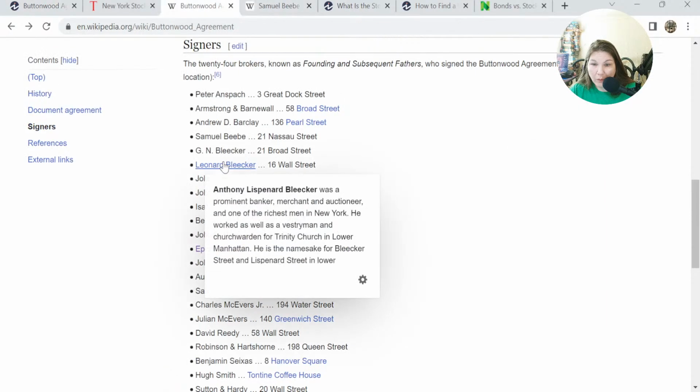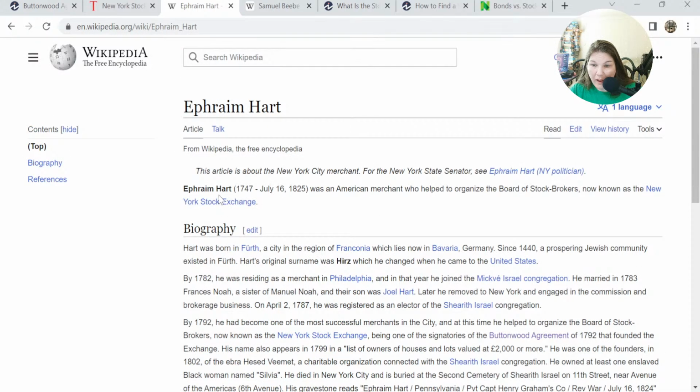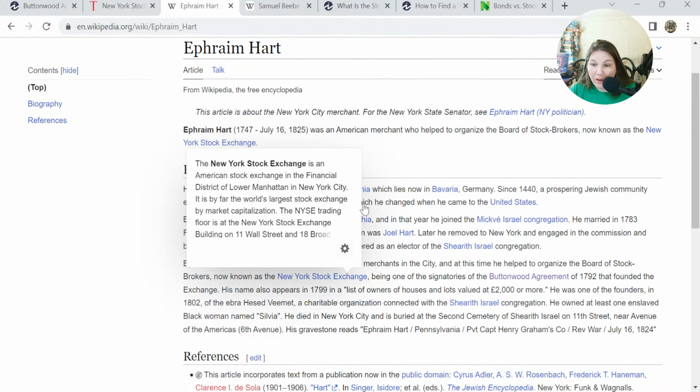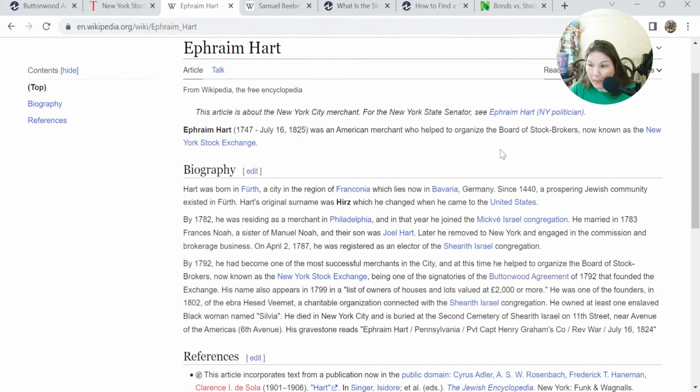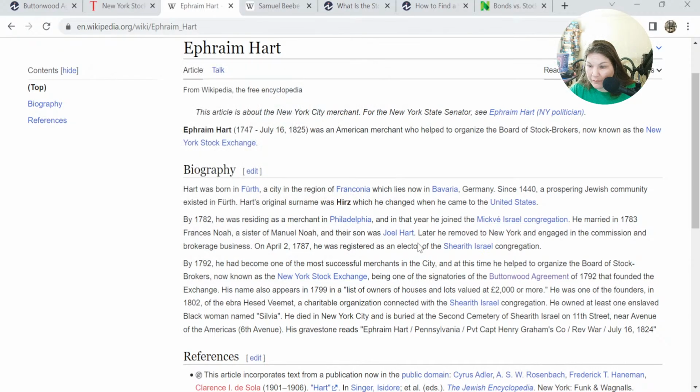So, we can look up, we know that Ephraim Hart is a merchant, he has his own Wikipedia, so you can look this up. He came from a prospering Jewish community in Bavaria, Germany. And he came to Philly. That was where the original merchants were, they said. And he was a merchant in Philly.